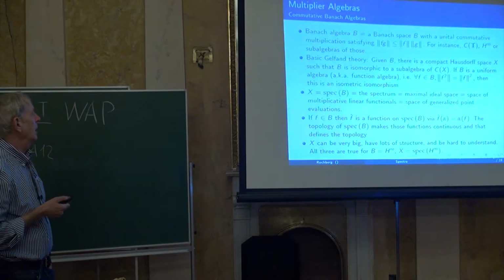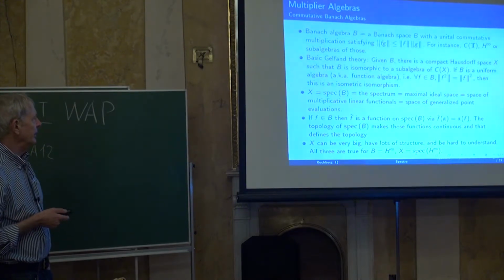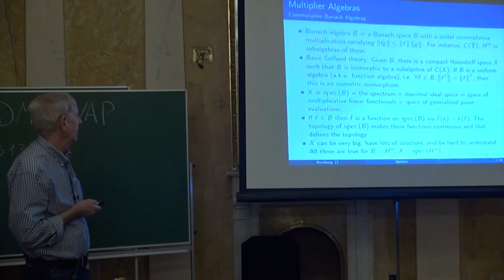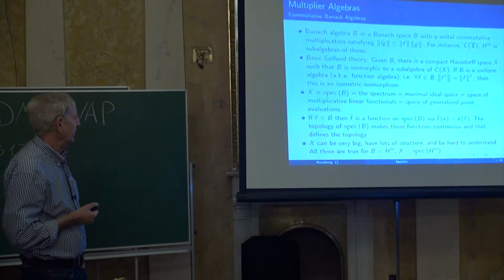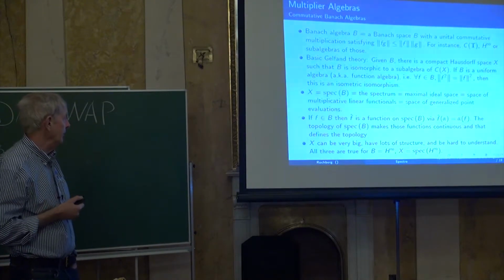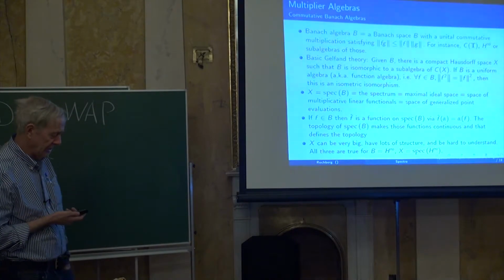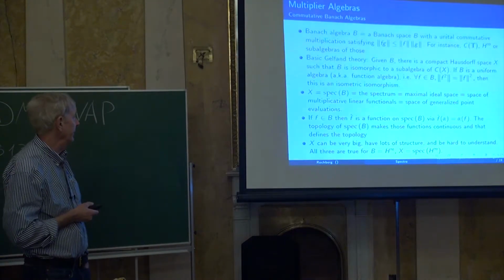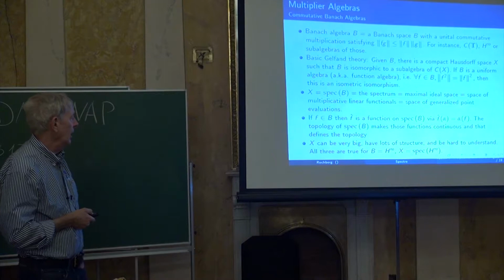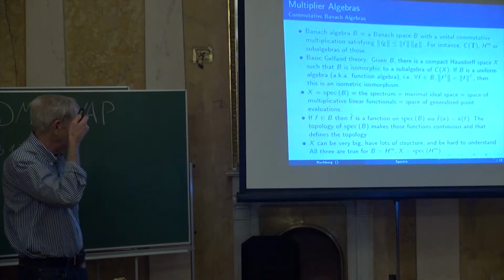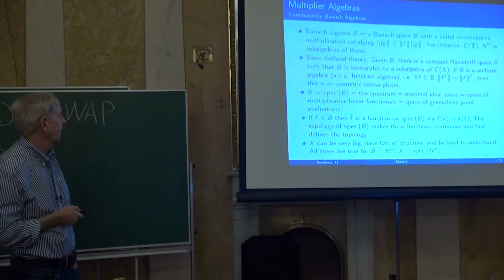Now, even if X is relatively explicit and understandable, the spectrum can be very big. It can have a great deal of structure. It can be hard to understand. And in the example we're starting with as our motivating example, namely B is the algebra of bounded analytic functions on the disk, that's true. The spectrum has a great deal of structure, and it's hard to understand, and it's very large.